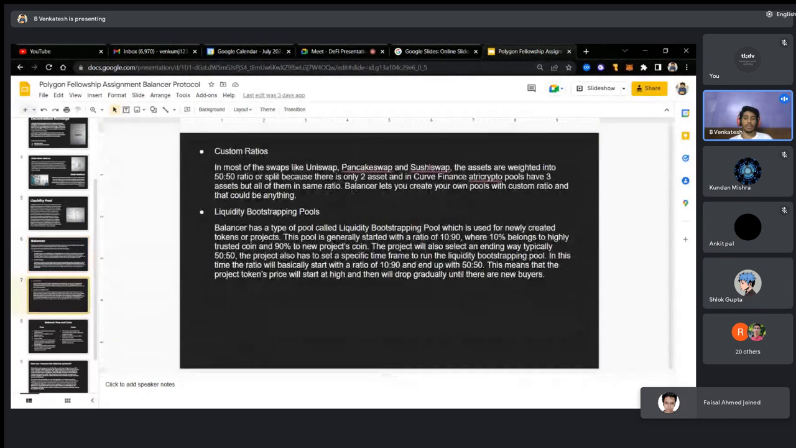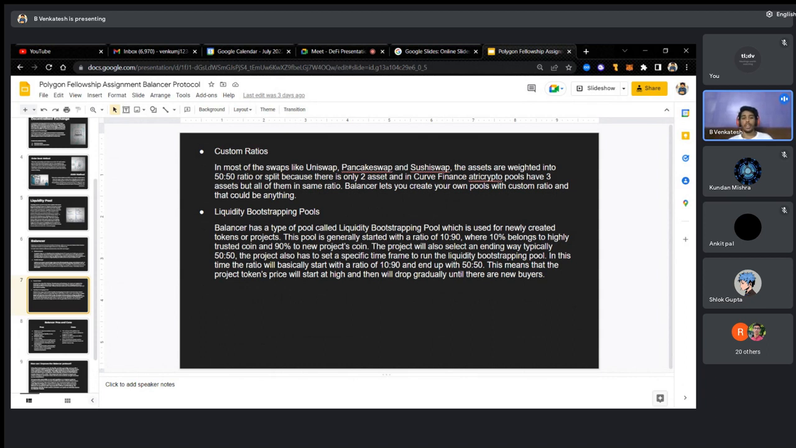And what are custom ratios? In normal swaps you give a 50 to 50 ratio. In Curve Finance, if you have three assets in the liquidity pool, then you give 33.33 to 33.33 to 33.33. Not like this. In Balancer, you can have custom ratios. For example, if you have four assets, you can make 10, 10, 10, and 70, and you can make a ratio according to you.